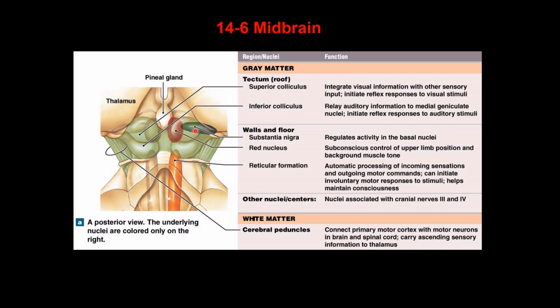The red nucleus is also for motor function, so it is for control of upper limb position and also for the tone of the muscle. Again, this is subconscious. And the reticular formation, you can see the reticular formation is coming from the pons all the way to midbrain, and here is for processing sensory and motor information as well.